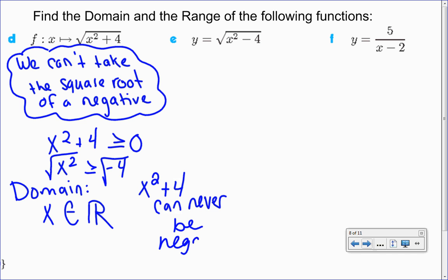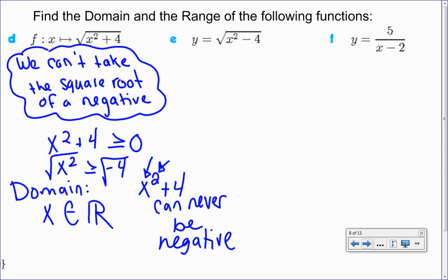No matter what we put in for x, no matter if it's positive or negative, we're going to square it anyhow, and that's going to give us a positive number. And then when we add 4 to that, it's still going to be positive. So it's never going to be negative, which means we can put any real value in for x.